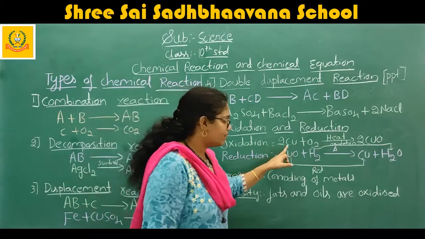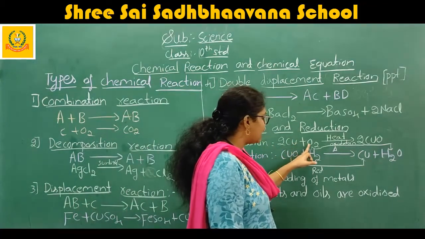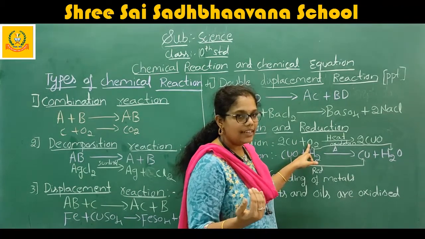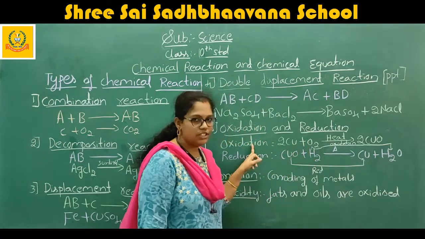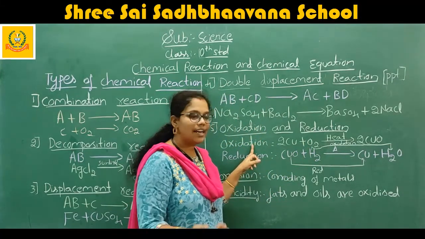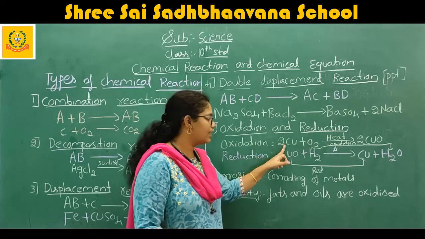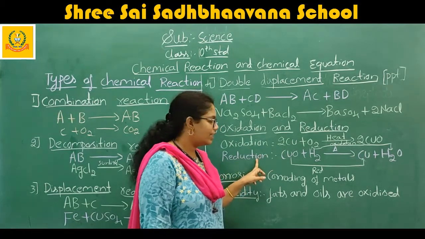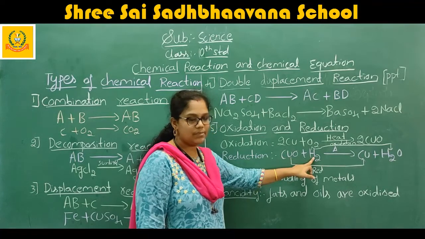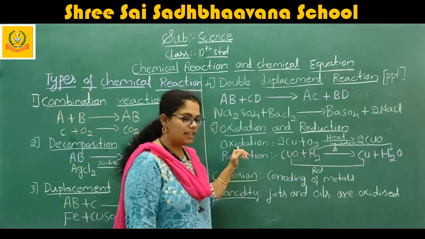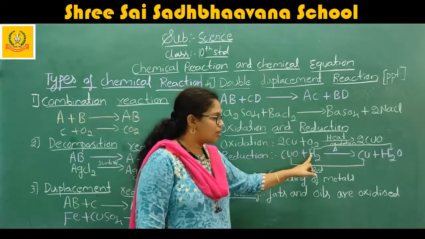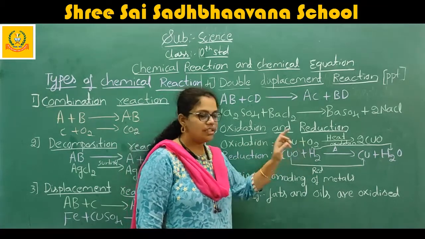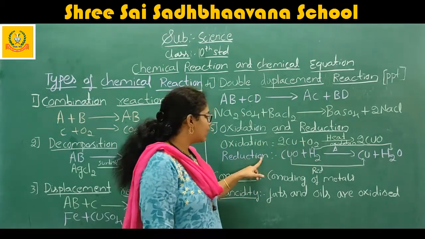If you see the example here, in this reaction the copper is combined with oxygen. Therefore, in this reaction, oxygen is added. If oxygen is added, then that type of reaction is known as oxidation. Addition of oxygen we call oxidation, and if you see the reduction, here the addition of hydrogen takes place. Addition of hydrogen we call reduction.